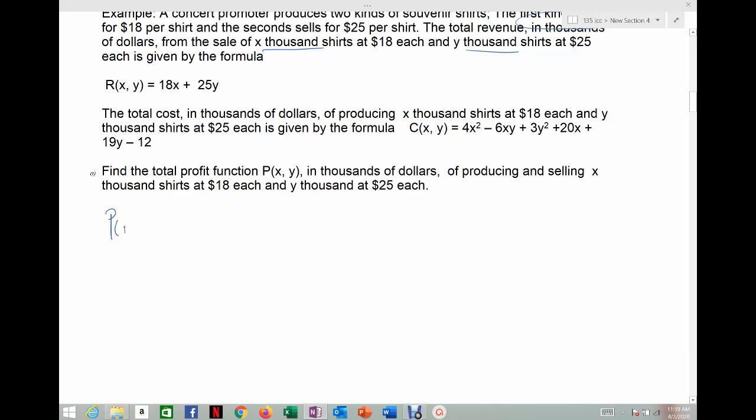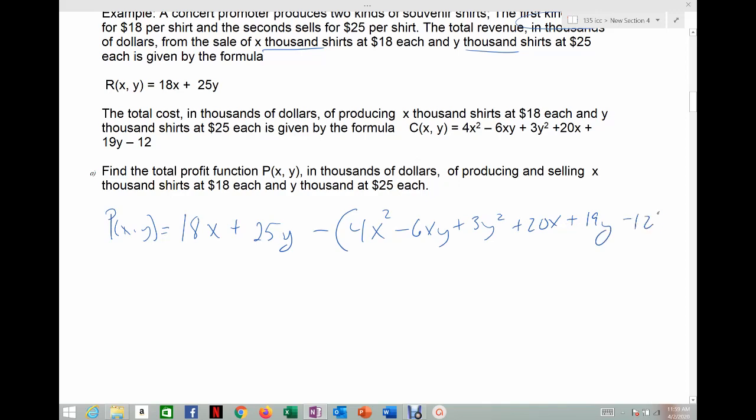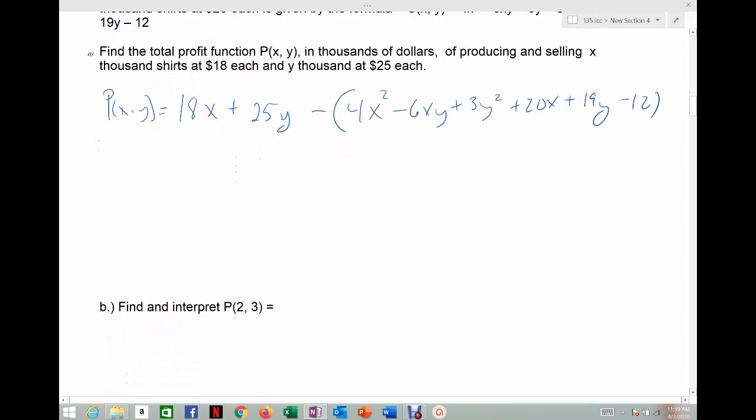Now find profit. The biggest thing with these is just make sure, remember, profit is revenue minus cost. Make sure you're careful with your subtraction step, and make sure you're just careful writing it down. It's really easy to miswrite something, mistype something in your calculator. All right, so first thing is make sure you distribute that negative. So everything in the cost function should have the opposite sign. So negative 4x squared, positive 6xy, negative 3y squared, negative 20x, negative 19y, and a positive 12.